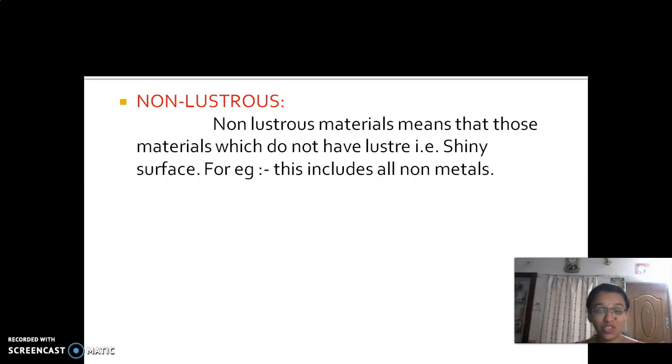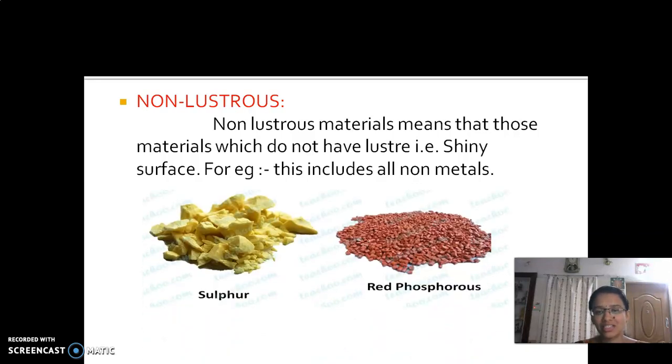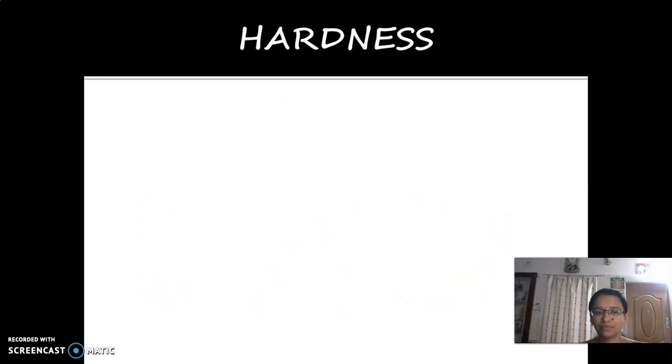The materials which have a shiny appearance are called metals, and the materials which do not have a shiny appearance are called non-metals. Look here, these are some examples: sulfur, phosphorus. These are all chemicals.